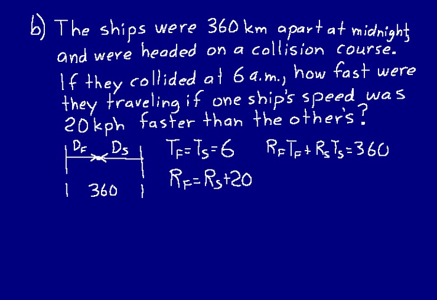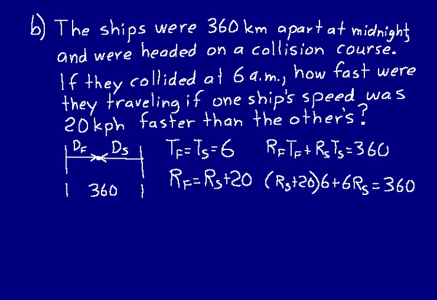Okay, so now let's go ahead and substitute in. We're trying to figure out what the ships' speeds were, how fast they were traveling. And so substitute into that big equation that has all the variables in it. And we see that our times are both 6, and RF is equal to RS plus 20. So we'll substitute in first RS plus 20, times that by 6, and then plus RS times TS of 6, so that would just be 6 RS is equal to 360.